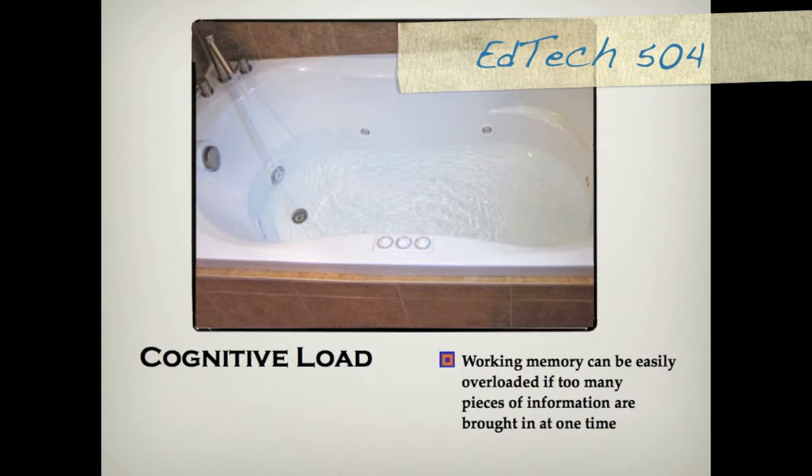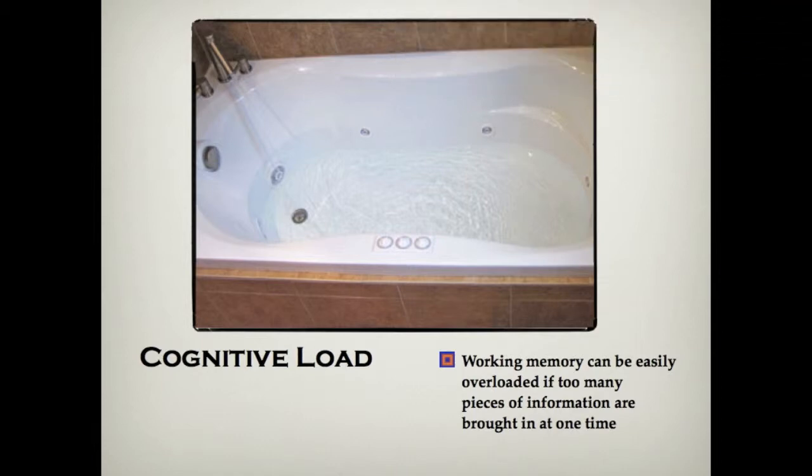Working memory can be easily overloaded if too many pieces of information are brought in at one time. Much like a whirlpool bathtub, as long as the information is below the jet level, it can swirl with ease to cover the area of the tub. However, if the information flow reaches a higher level, it becomes frantic and separating the calm from the waves is impossible.